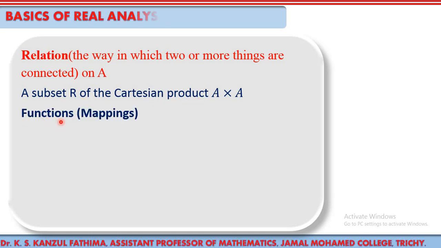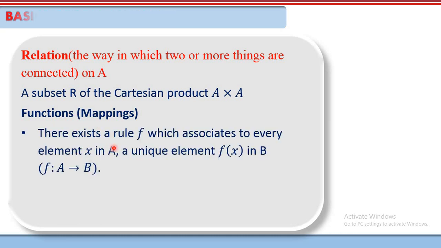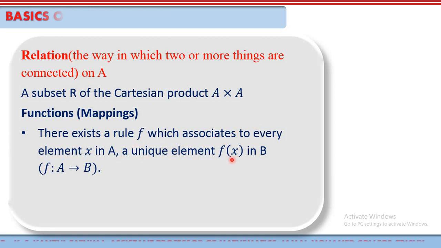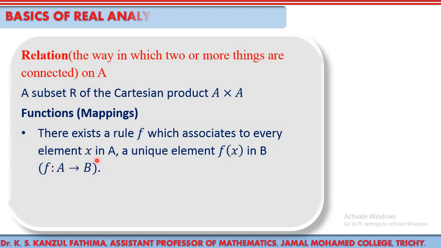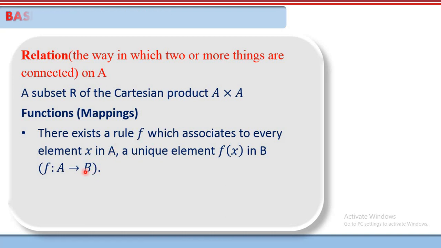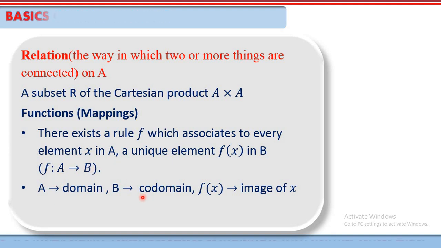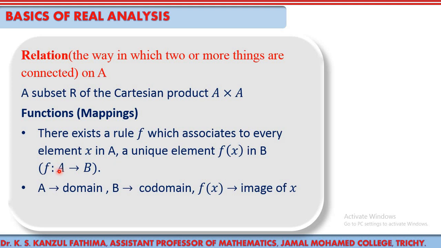Next one is functions. Another name for functions is mappings. There exists a rule f which associates to every element x in A a unique element f of x in B. That is, for every element in A, there exists a unique element in B, then that rule is said to be a function. The set A is said to be the domain, B is said to be the codomain, and for each x in A, f of x is said to be the image of x.